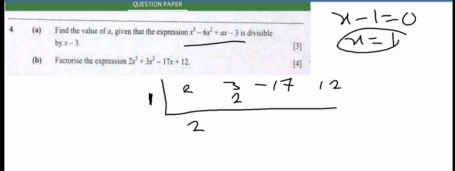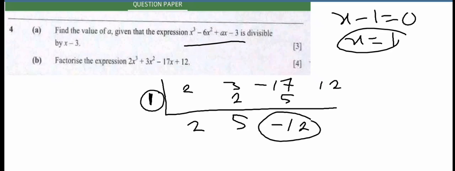We need to get what? 5. Then again, positive 1 multiplied by positive 5. We are going to get positive what? 5. So positive 5, we are going to write it somewhere here. Then negative 17 plus 5, we are going to get negative 12. Then similarly, positive 1 multiplied by negative 12, we are going to get negative 12. So negative 12, we are going to say negative 12. Now positive 12 minus 12, we are going to get what?